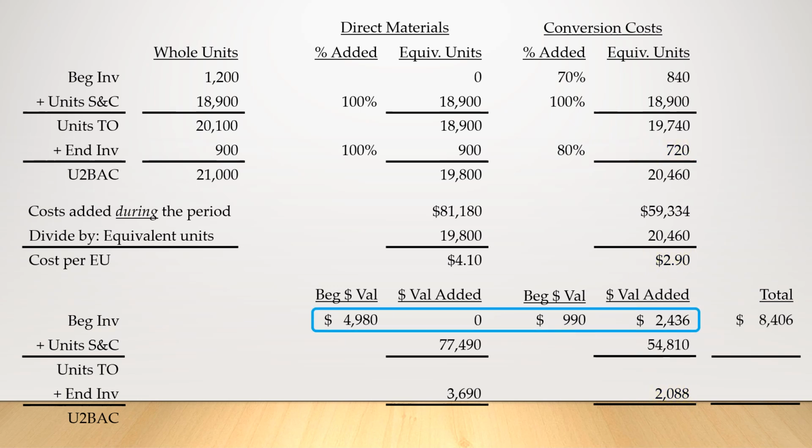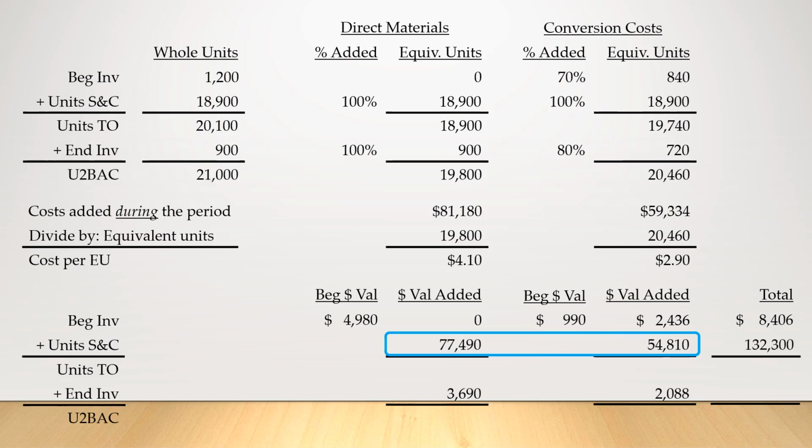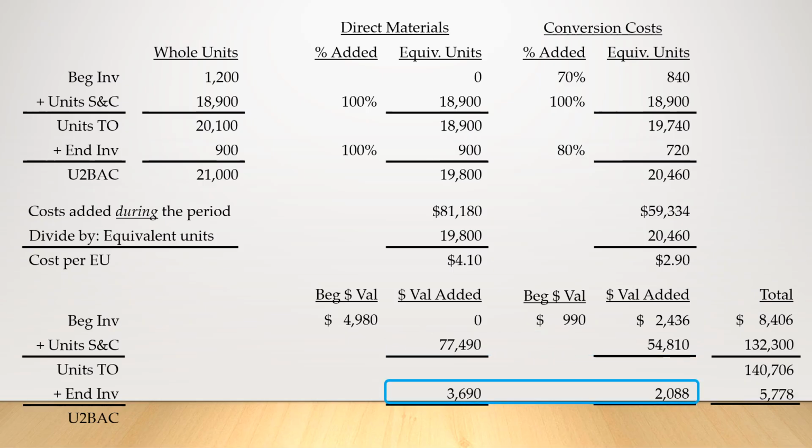$8,406. Our units started and completed cost $132,300. The total cost of units transferred out is $140,706. Ending inventory currently costs $5,778. The total cost assigned is $146,484.